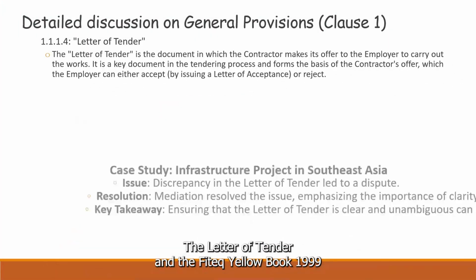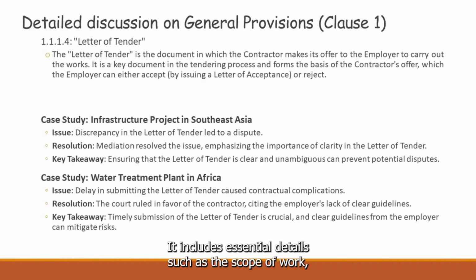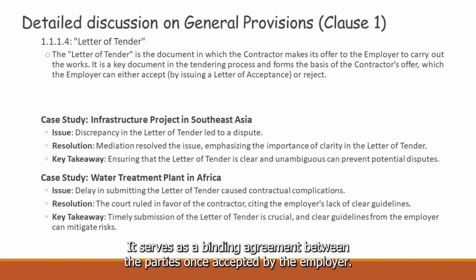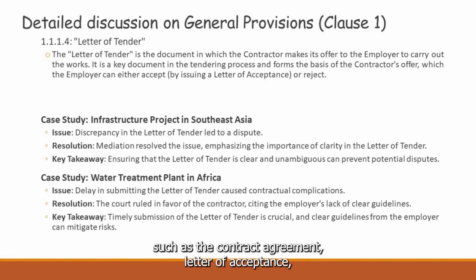The letter of tender in the FIDIC Yellow Book 1999 is a foundational document that outlines the contractor's offer to the employer. It includes essential details such as the scope of work, terms of payment, and other contractual obligations. It serves as a binding agreement between the parties once accepted by the employer. The letter of tender is a part of the contract, along with other documents, such as the contract agreement, letter of acceptance, employer's requirements, schedules, contractor's proposal, etc.